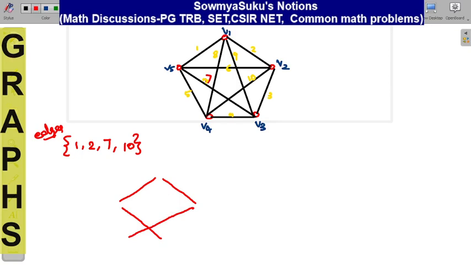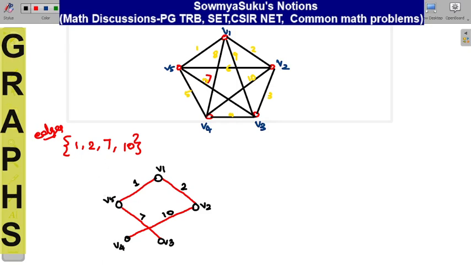So for that I need to see the end points. So the end points here, this is 1, right? So the end points here are V1 and V5, right? And this I am taking 2. So the end point here is V2. And here for the 7, the end point here is V3. And for V2, the end point here, this is 10. The end point here is V4.